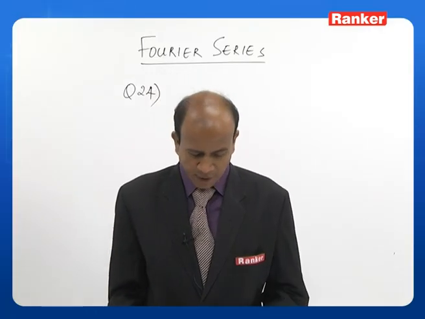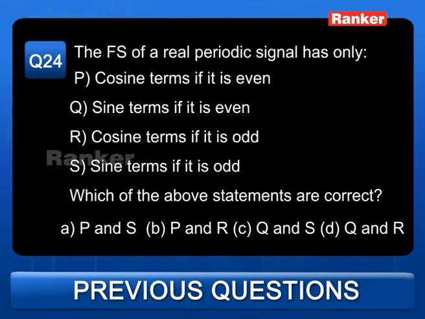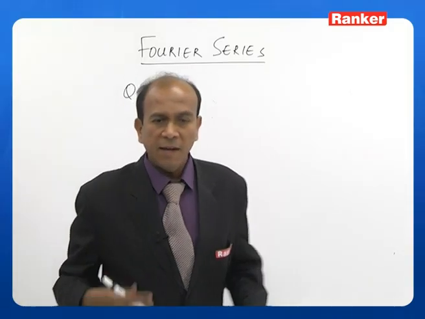So what is the answer? We are talking about the Fourier series of a real periodic signal. The answer is A, that is, a real periodic signal has cosine terms if it is even and sine terms if it is odd. So that is the answer for this. Let us see the next question.